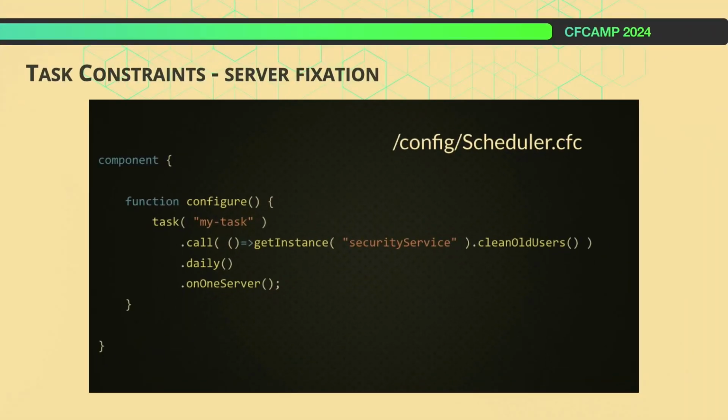Here's another expression. So let's say that you want server fixation not for the entire scheduler, but only one task needs to execute only on one server. Like, let's say cleaning out old users. I'm going to be touching the database. In my cluster I have 50 servers. Why do I need 50 servers going to my database to clean old data users, right? So I say, hey, call the clean old users daily on one server only. Which one? Don't care. Just as long as one can run them, run it. Okay.